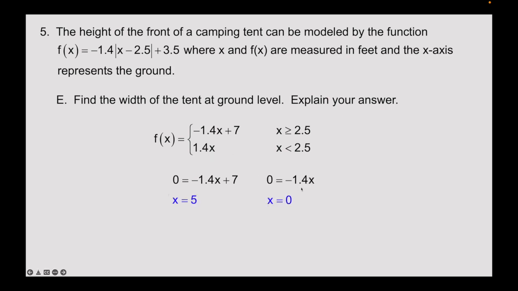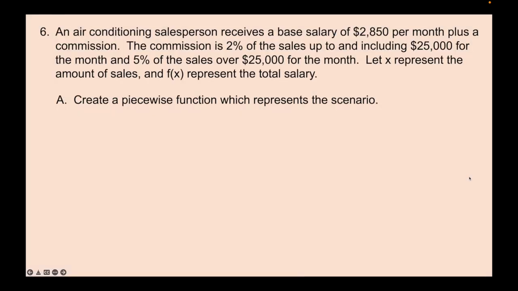Taking that bottom expression, which this should be positive 1.4x, and setting that equal to 0 is going to give me 0. So then if one point is at 0 and one point's at 5, they are 5 units away from each other, and so that's why the width is going to be 5.